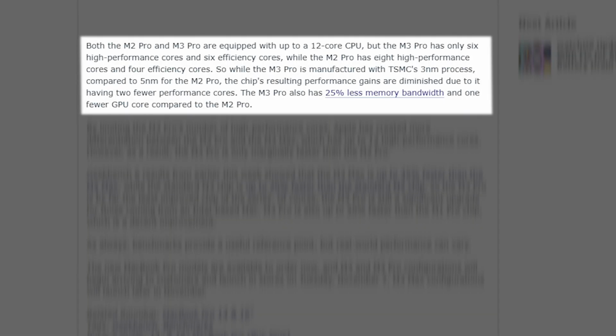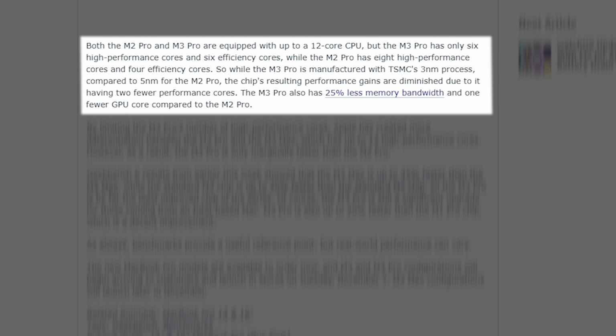If these scores are accurate, the M3 Pro is up to 14% faster than the M2 Pro in terms of single-core performance, but only up to 6% faster in terms of multi-core performance for the most demanding tasks and workflows. Both the M2 Pro and M3 Pro are equipped with up to a 12-core CPU, but the M3 Pro has only 6 high-performance cores and 6 efficiency cores, while the M2 Pro has 8 high-performance cores and 4 efficiency cores.